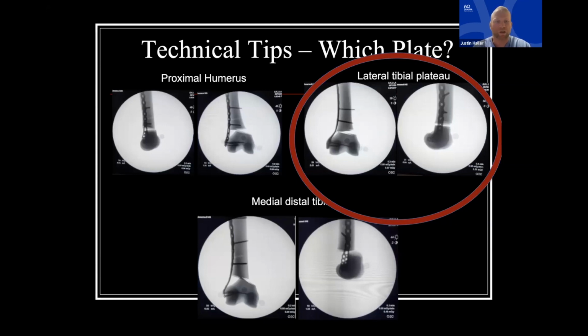I've tried the proximal humerus. I've tried bending a few. I haven't tried the distal tibia, and clinically, I agree with these results, in that the lateral plateau plate seems to produce the least amount of deformity.